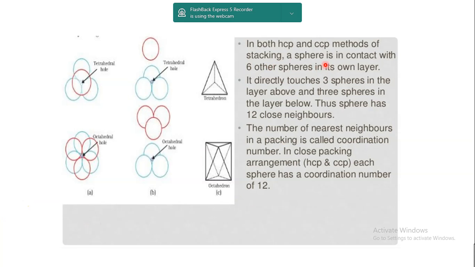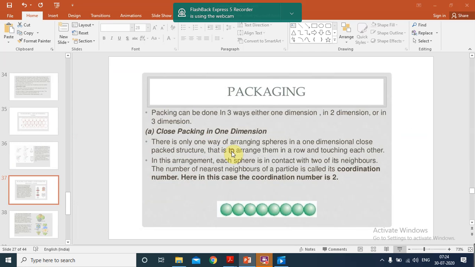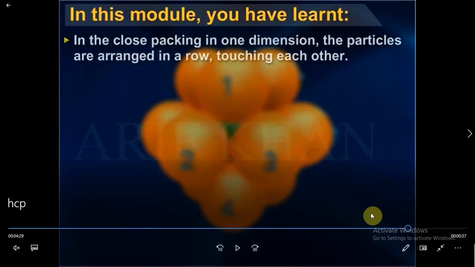Now we just saw in the video that in both HCP and CCP, that is hexagonal and cubic close packing methods of stacking, a sphere is in contact with 6 other spheres, isn't it? If one sphere was there, it was in contact with 6 other spheres. We saw in the video how it is possible. So it directly touches 3 spheres in the layer above and 3 spheres in the layer below. Thus a sphere has 12 close neighbors. We saw it in the video, isn't it? If you want to see it again, we just saw it here.